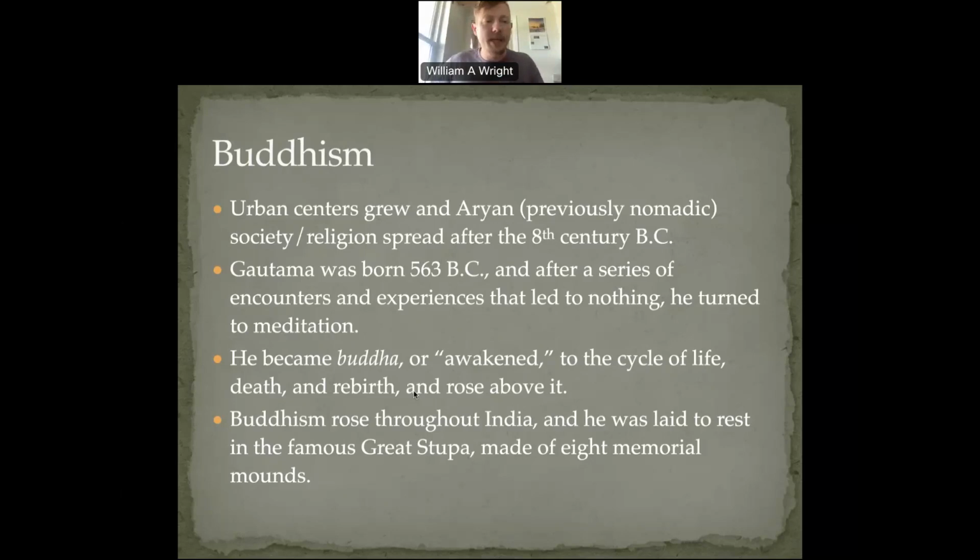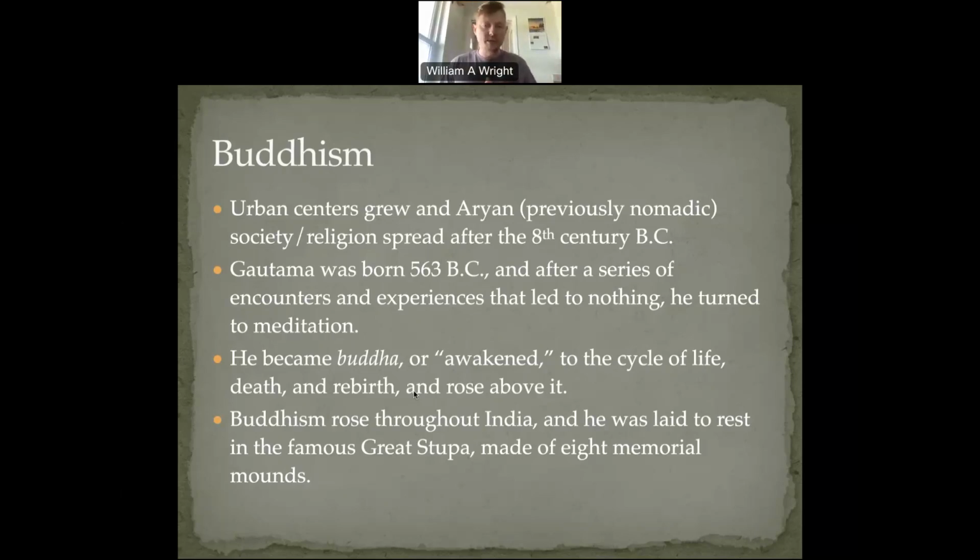In any case, Gautama is a figure. He was born in 563 BC, and after a series of specific encounters and experiences trying to figure out spirituality, as far as I understand, he was sort of well off. Life was easy, and he had a lot of trouble in the spiritual realm finding some sort of peace. So he kept looking for things, and then eventually he turns to meditation.